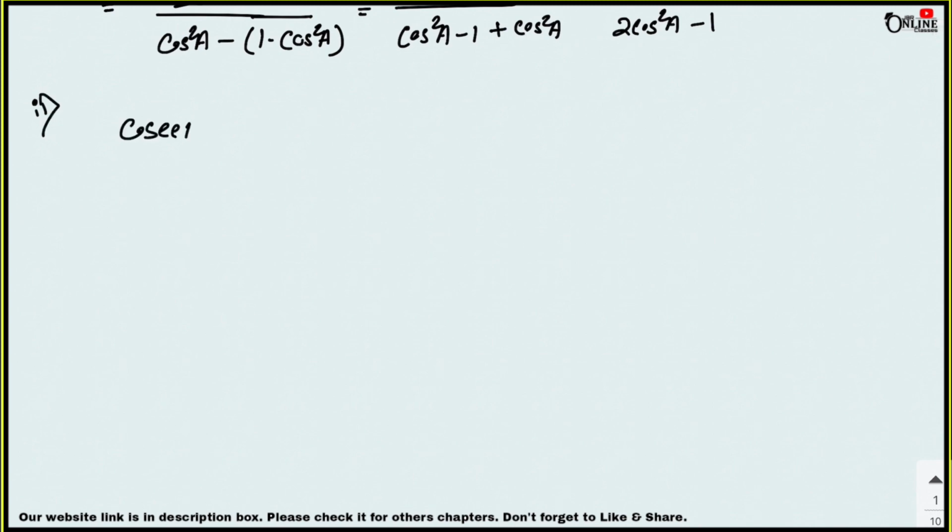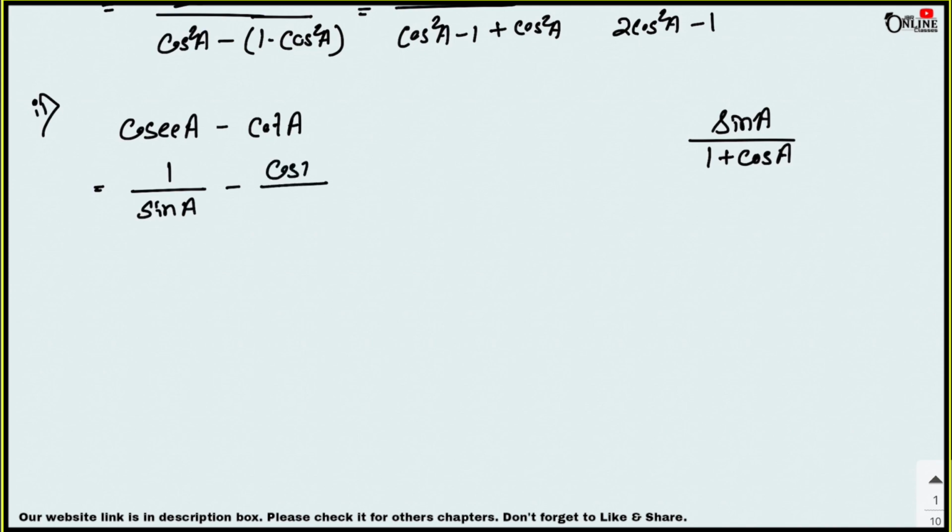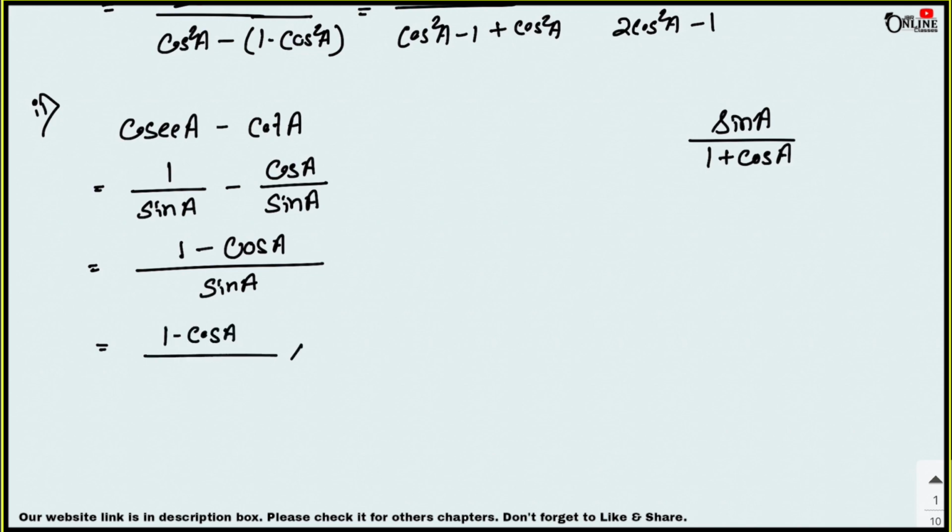Number 2, here cosec A minus cot A, this one equal to sin A by 1 plus cos A. So cosec means 1 by sin A and cot means cos A by sin A. Okay, so here sin A is the LCM, so this one 1 minus cos A. Okay, I hope it's clear. So as here the upper one is 1 minus cos A, so if you multiply the upper one with 1 plus cos A, then it will be 1 minus cos square A. Why I multiply this one 1 plus cos A?